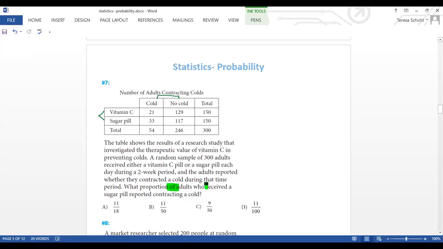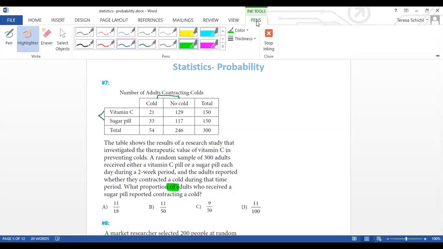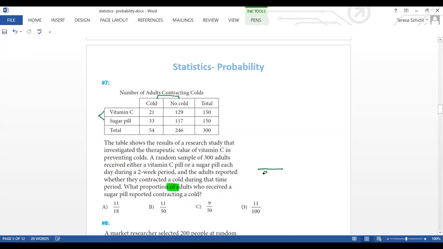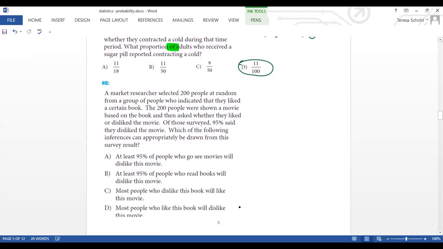So what proportion of adults? That means I'm looking for the whole adult population. Here we surveyed 300. So they say, what proportion of adults who received a sugar pill and contracted a cold? It's 33. So you simplify it, it's 11 over 100. Okay, so that is the answer here.